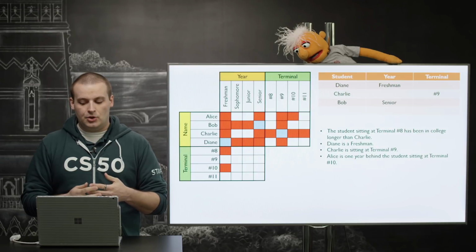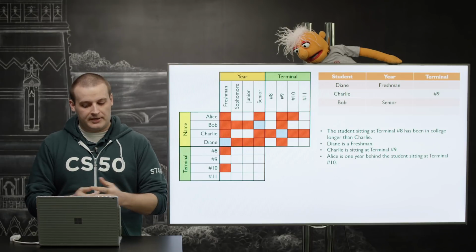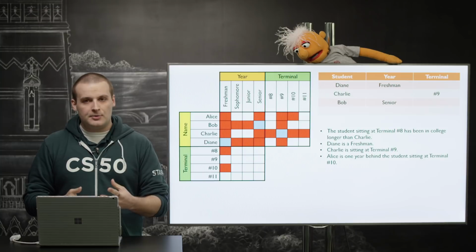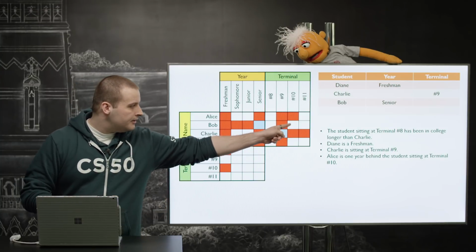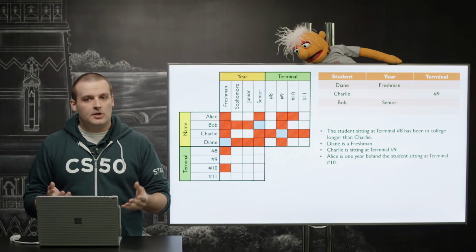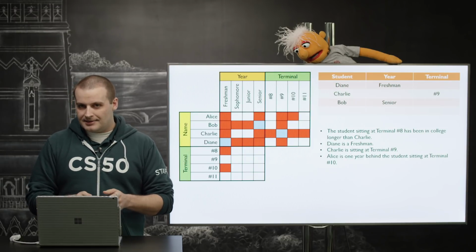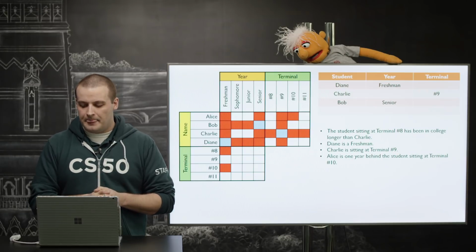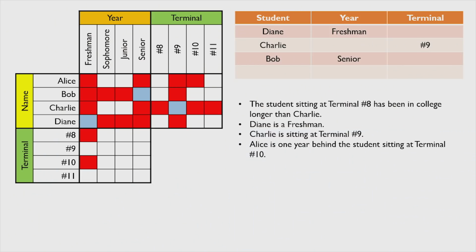Let's start by looking at who could be seated at terminal number 10. Let's take a look at that fourth clue again. There are only 2 options left, right here and right here, and those 2 options are Bob and Diane. But now we have to synthesize the clues that we've already had. It can't be Diane because we know already that Diane is a freshman, and we know that Alice is younger than the person seated at terminal number 10. So if Diane was seated there, Alice couldn't be younger than her. And so Bob has to be the person seated at terminal number 10.